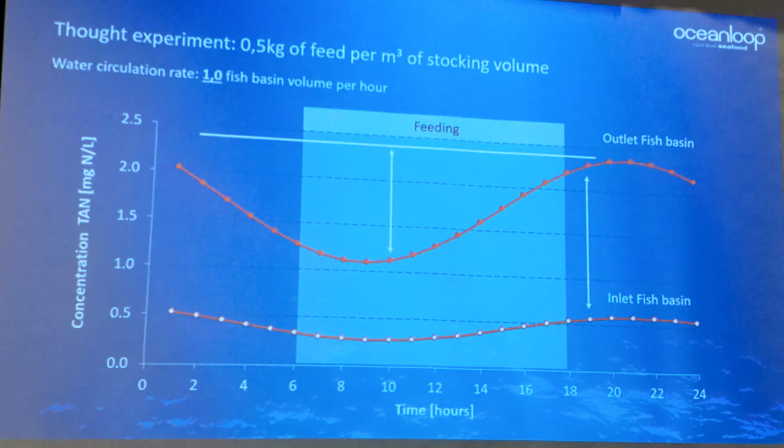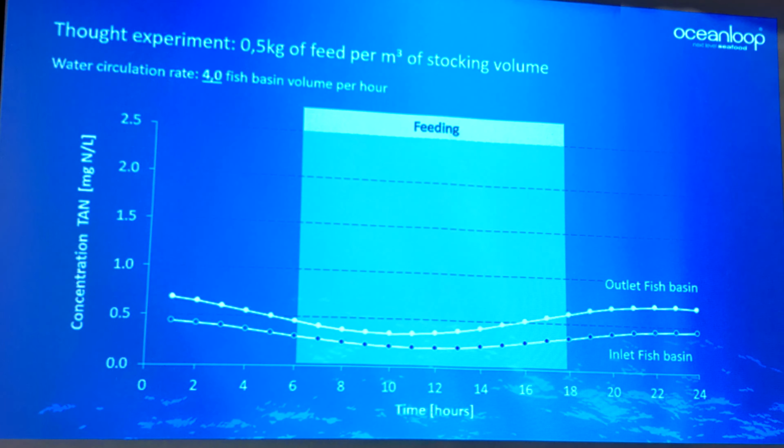Now we increase the flow rate by a factor of 4, and you see a big difference. The difference in inlet and outlet concentration is reduced. The absolute ammonia concentration is reduced. You see that the diurnal cycle is also reduced between min and max. So it's a really basic element, the hydraulic retention time or the flow rate. It's a really important tool in the RAS.